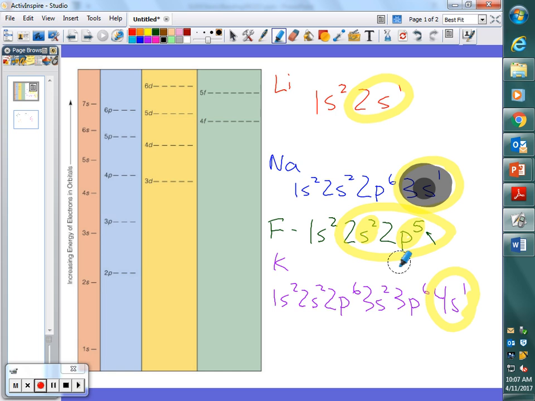Halogens don't have 8. They have 7. Now, which family does have 8 though? Noble gases. What's one of the properties of the noble gases? They don't do anything. Why? How many valence electrons do they have? They have 8. Do they need to gain or lose any electrons to get to 8? Nope. I'm good here. Nothing to see. Move along.